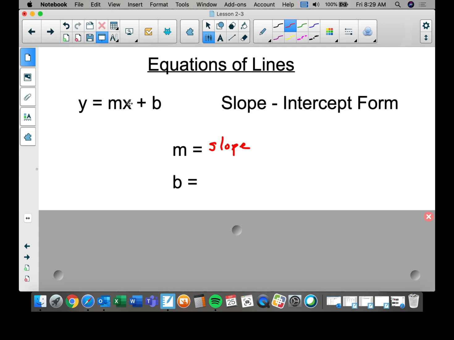And I've seen in the past, I remember last year in geometry, a lot of times students would write down that the slope was 2/3 x or 3/4 x or something like that. There is no x. It's always the number in front of the x. And then b is your y-intercept, okay, where your graph crosses the y-axis. So that's the b value.